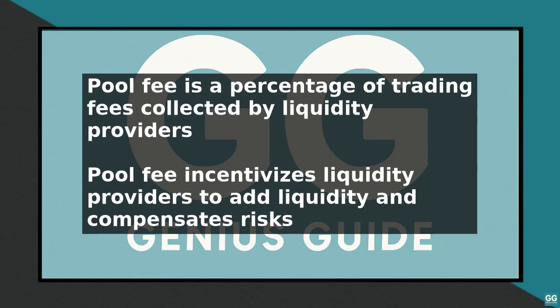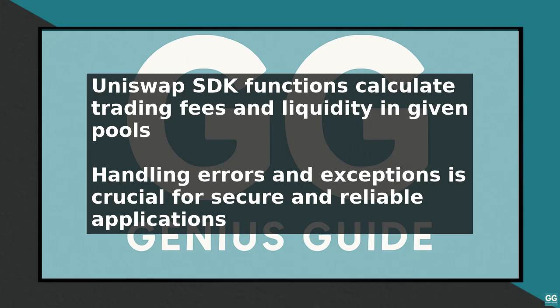When using the Uniswap SDK, it is essential to follow best practices to ensure that your application is secure and reliable. One of the most critical best practices is to handle errors and exceptions properly. The Uniswap SDK provides a set of error codes and exceptions that you can use to handle errors in your application.